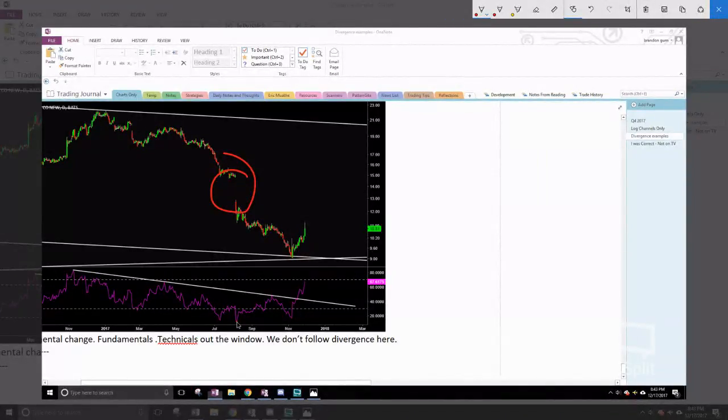You see the divergence kind of occurs here, right? So maybe you try to trade this. I would tell you that this is incorrect. Maybe you can trade this. I'm not 100% positive, I won't lie to you. But there's clearly a fundamental change that occurs right there.